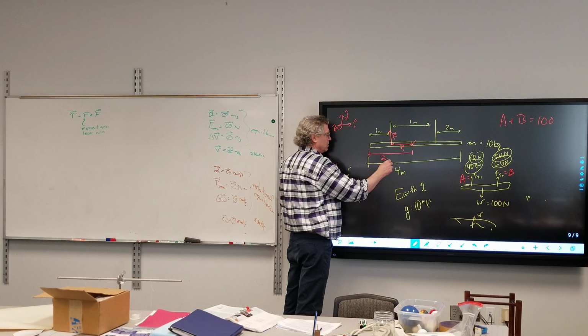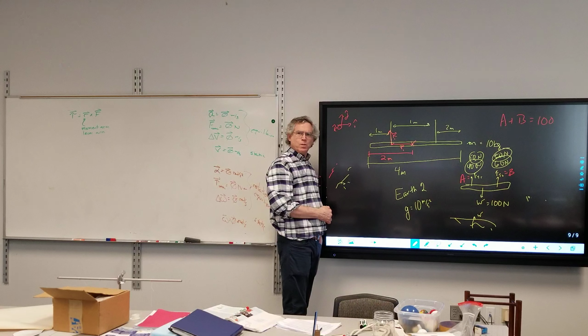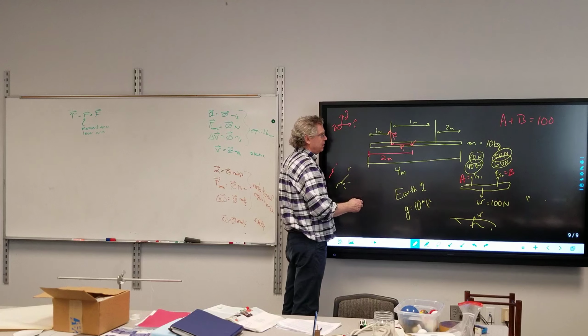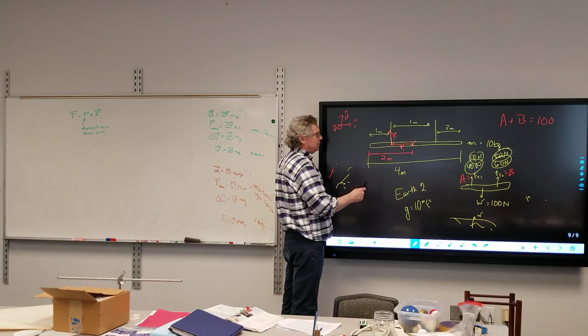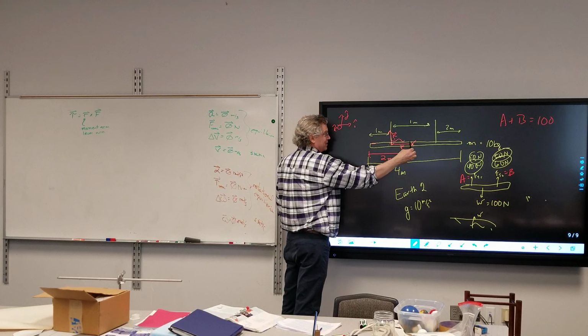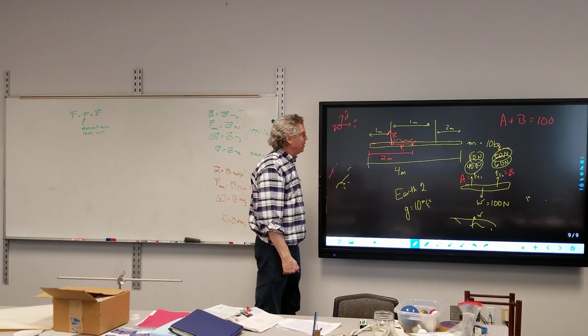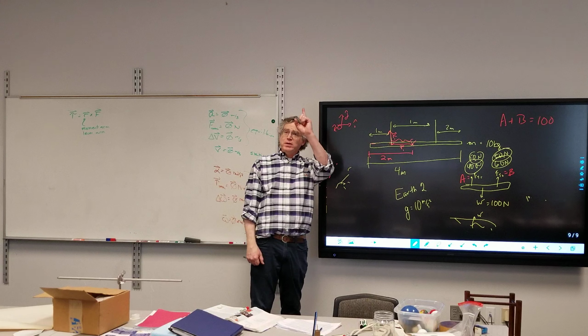It's 2 meters, the middle of the beam. Now, if that's 2 meters and that's 1 meter, what is that distance? 1 meter. Okay. So R has a magnitude of 1 meter.